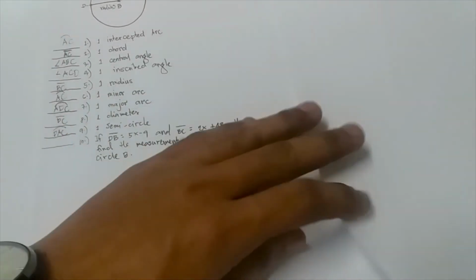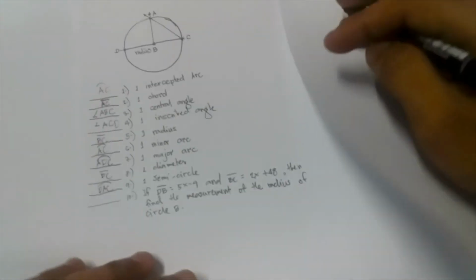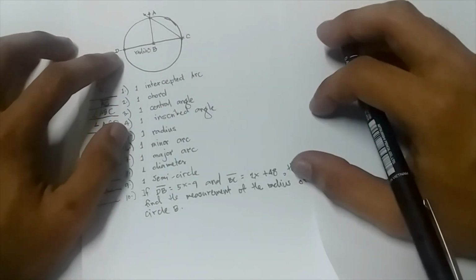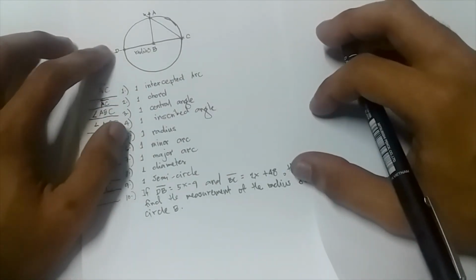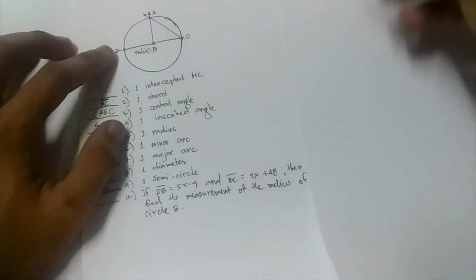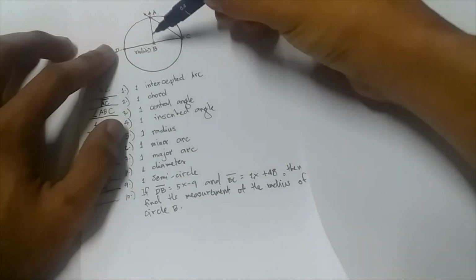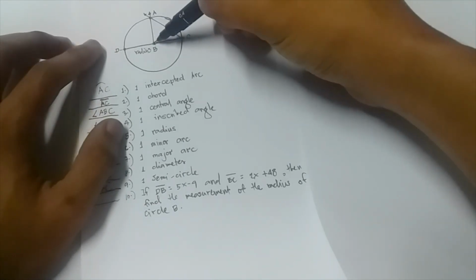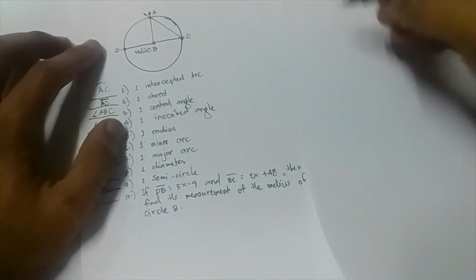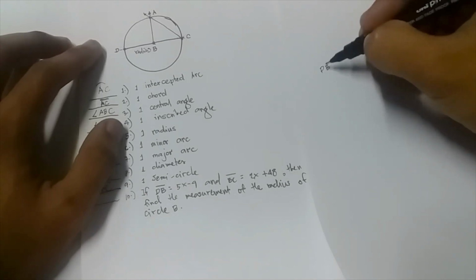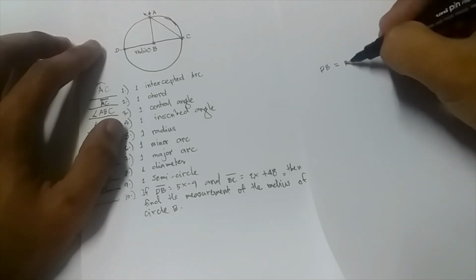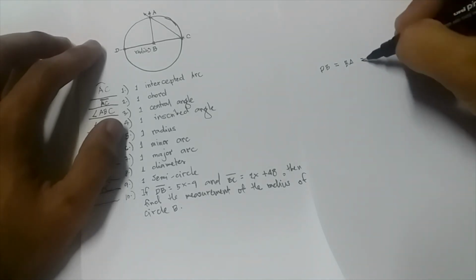let me solve this problem in this separate sheet. Notice that the radii in the circle all have the same measurement. So from this point to this point is the same as from this point to this point, or else we can say that segment DB is equivalent to segment BA and also equivalent to segment BC.